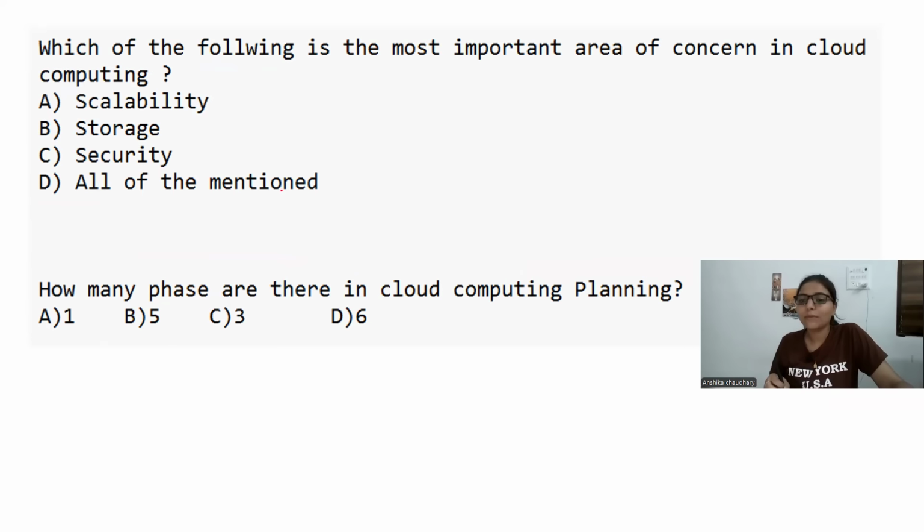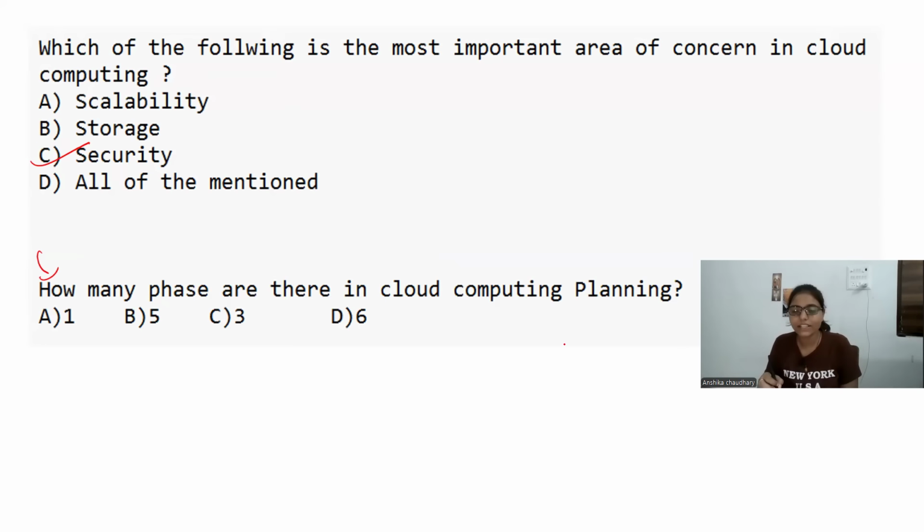Which of the following is the most important area of concern in cloud computing? Scalability, storage, security, or all of them. See, all are important, but here it is asking for the most important. Security is always the main concern of any cloud-based platform. Right, let's move on to the next question.